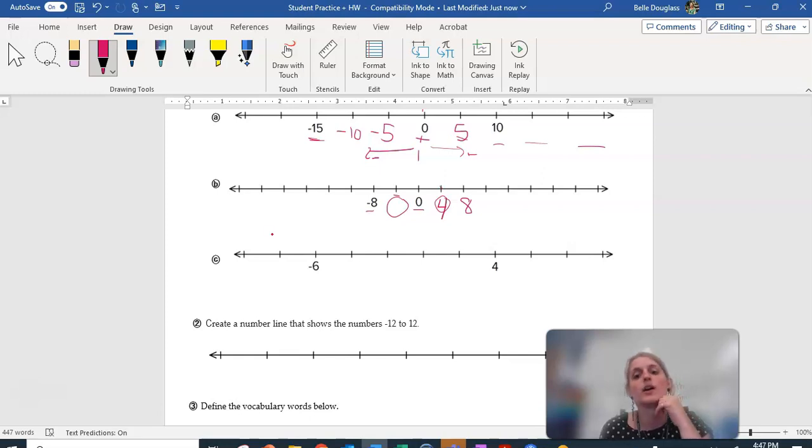0, 4, 8. What's 4 more than 8? 9, 10, 11, 12. Oh, wait a minute. It's kind of like your 4's times tables. So you're filling that out with the rest of the numbers.